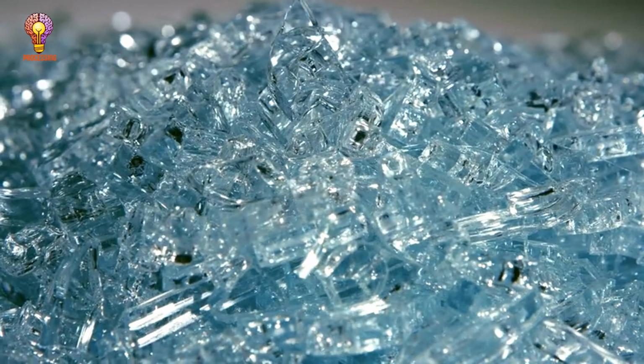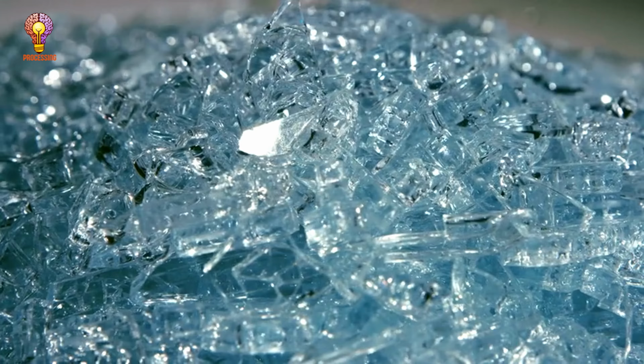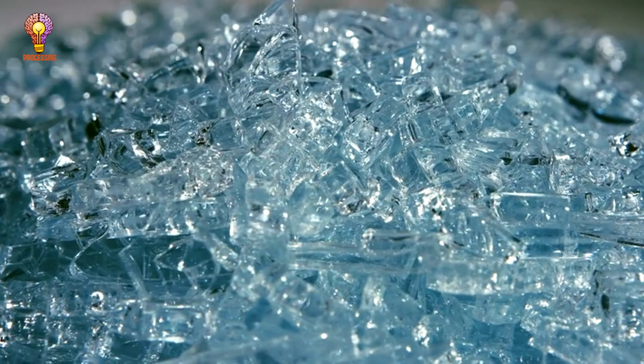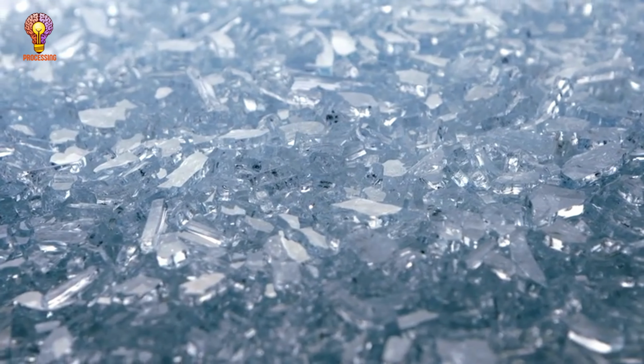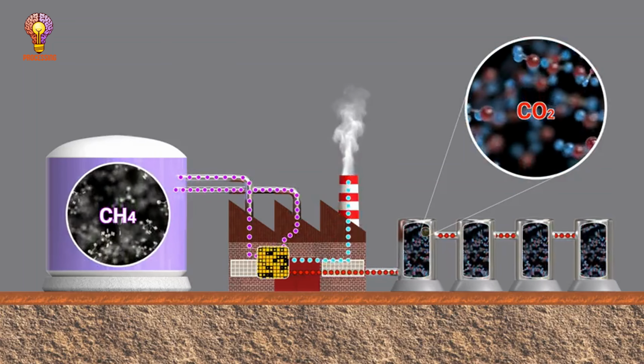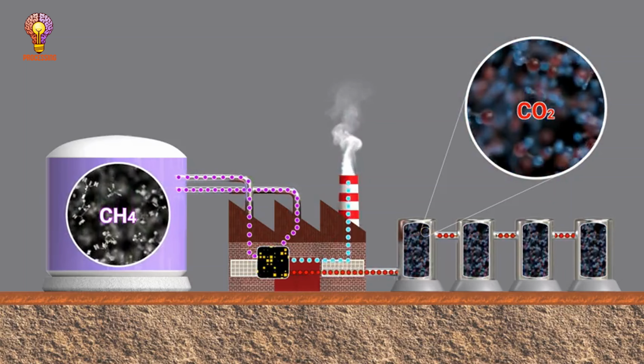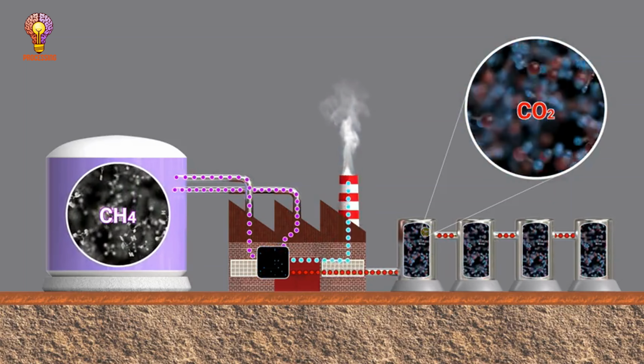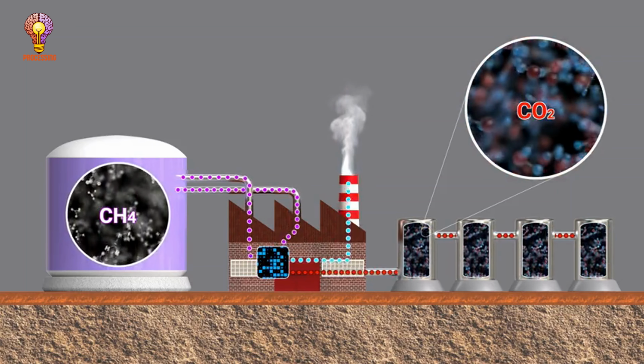Recycling glass. One of the most significant applications of silicate minerals is in the glass industry. Recycling glass significantly reduces the need for raw silica and other ingredients. This process not only conserves silicate resources, but also saves energy compared to producing glass from raw materials.